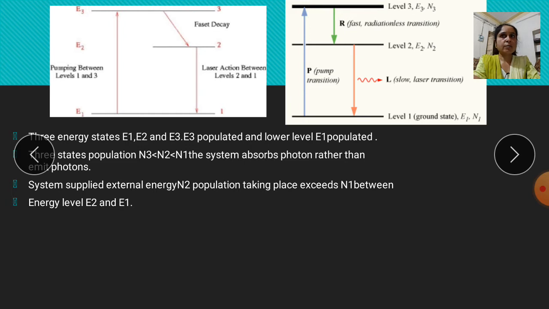So that system will be supplied the energy. Population inversion N2 and N1: external energy is supplied, and the N2 population takes place in the form of N1 between the energy levels E2 and E1. In this way, the movement of the system will be generated according to the energy levels E1, E2, E3.